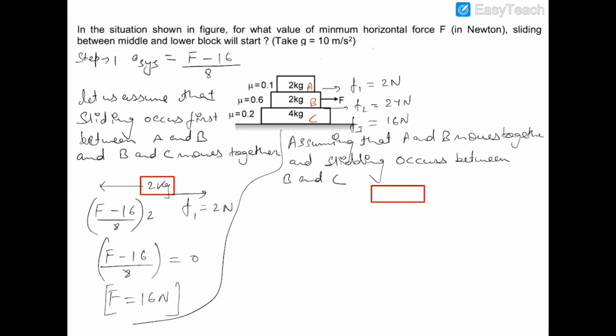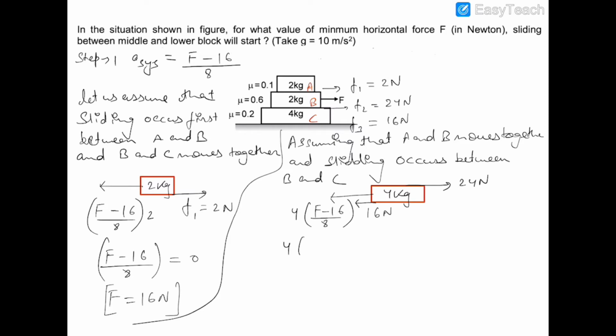So I am drawing the free body diagram of 4 kg with respect to A and B block, and therefore a pseudo force will be acting on this 4 kg in the reverse direction, which will be equal to Ma, and M is 4 and a is F minus 16 upon 8. Now if the sliding is occurring between B and C, therefore the friction of B on C will also be in the forward direction. Its value will be 24 Newton, and as C will be moving in the right hand side direction, therefore the ground friction will be acting on C in the left side, and its value will be 16 Newton.